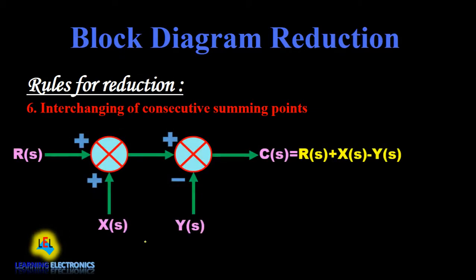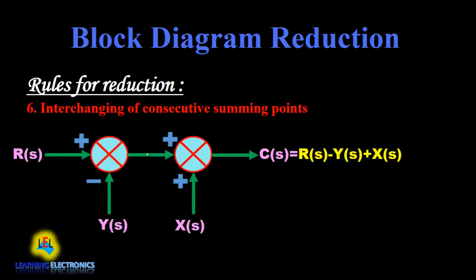When summing points are connected side by side like this, the interchanging will not affect the output signal. Here we can see that this is the first summing point, this is the second summing point. At the first summing point, R(s) plus X(s) comes out and it is added at the second summing point with Y(s), which is negative. So C(s) will be equal to R(s) plus X(s) minus Y(s). Now this output will not change if we interchange the summing points.